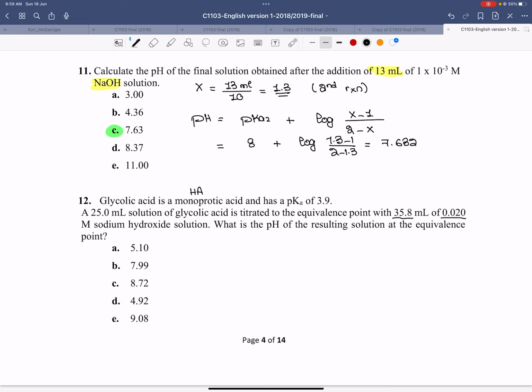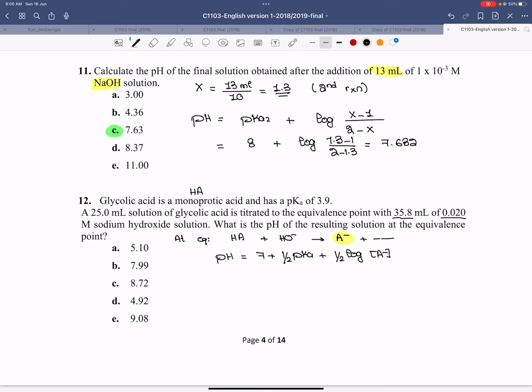Okay, let's take it step by step. At the equivalence point, this is basically HA plus HO minus to give me A minus. At the equivalence point, all I have in my solution is A minus. This is a weak base. The pH of a weak base is 7 plus half pKa plus half log the concentration of A minus in your solution.